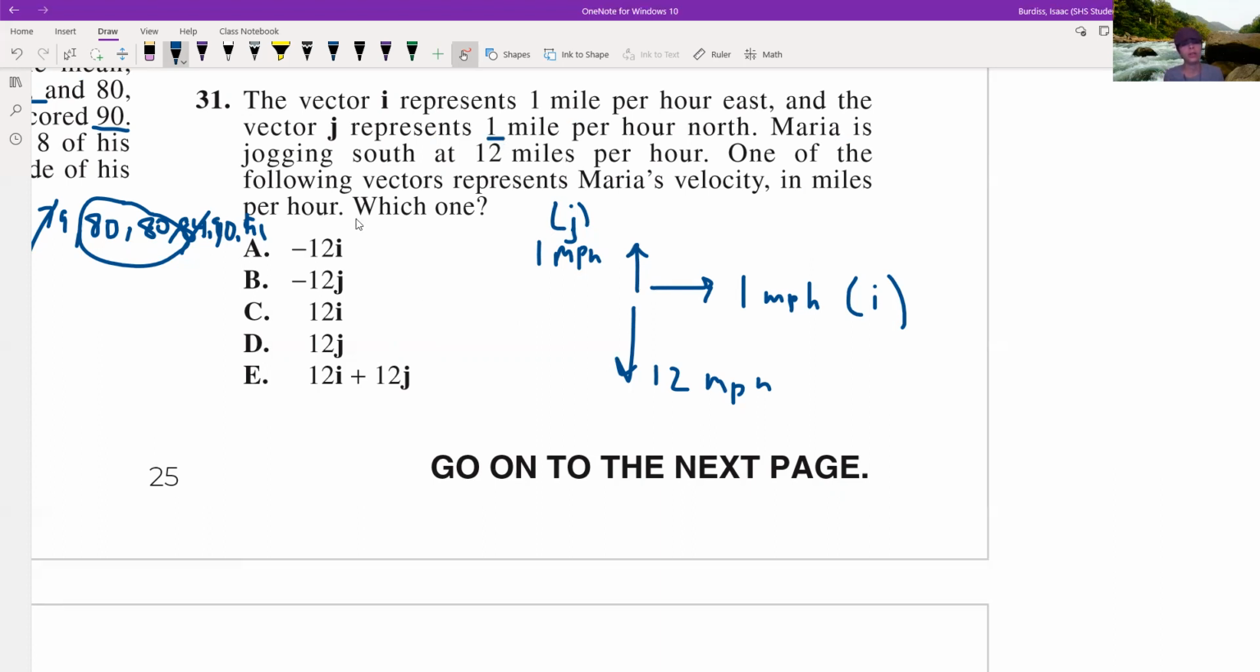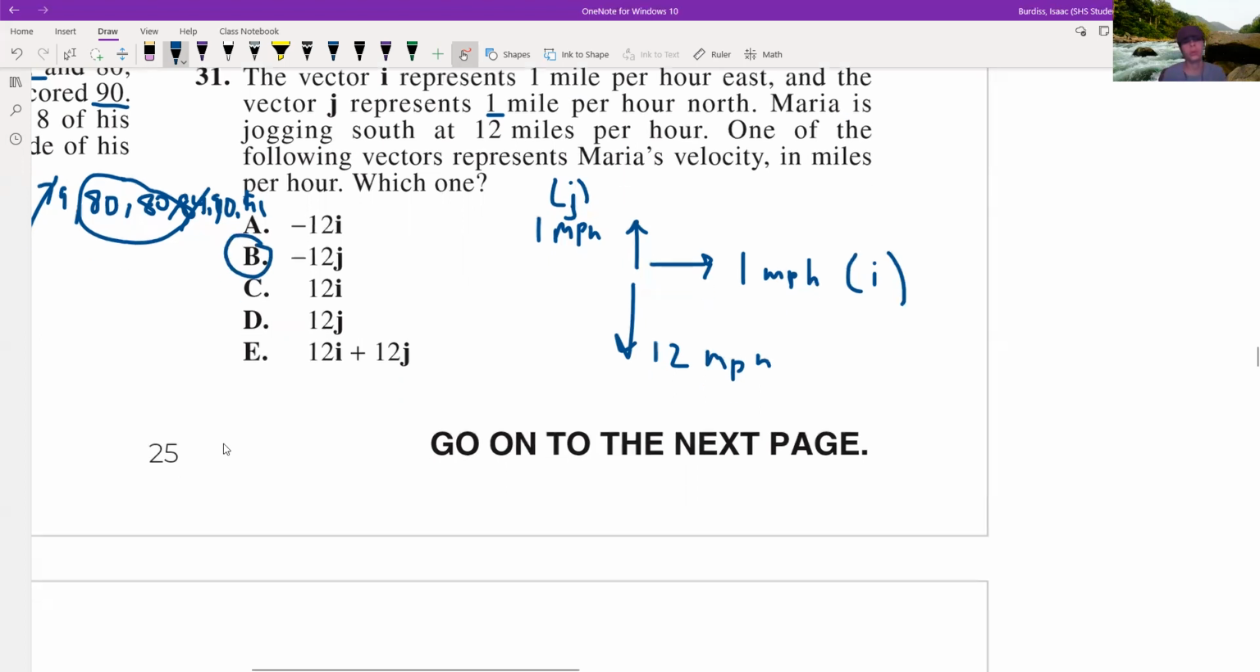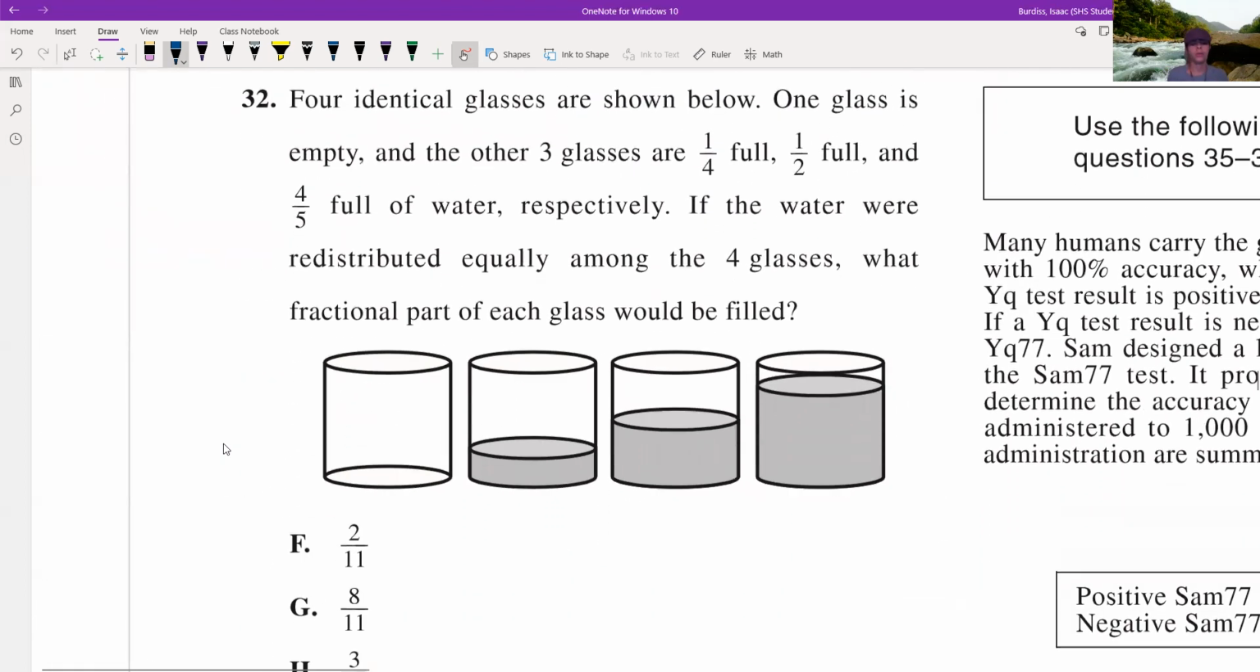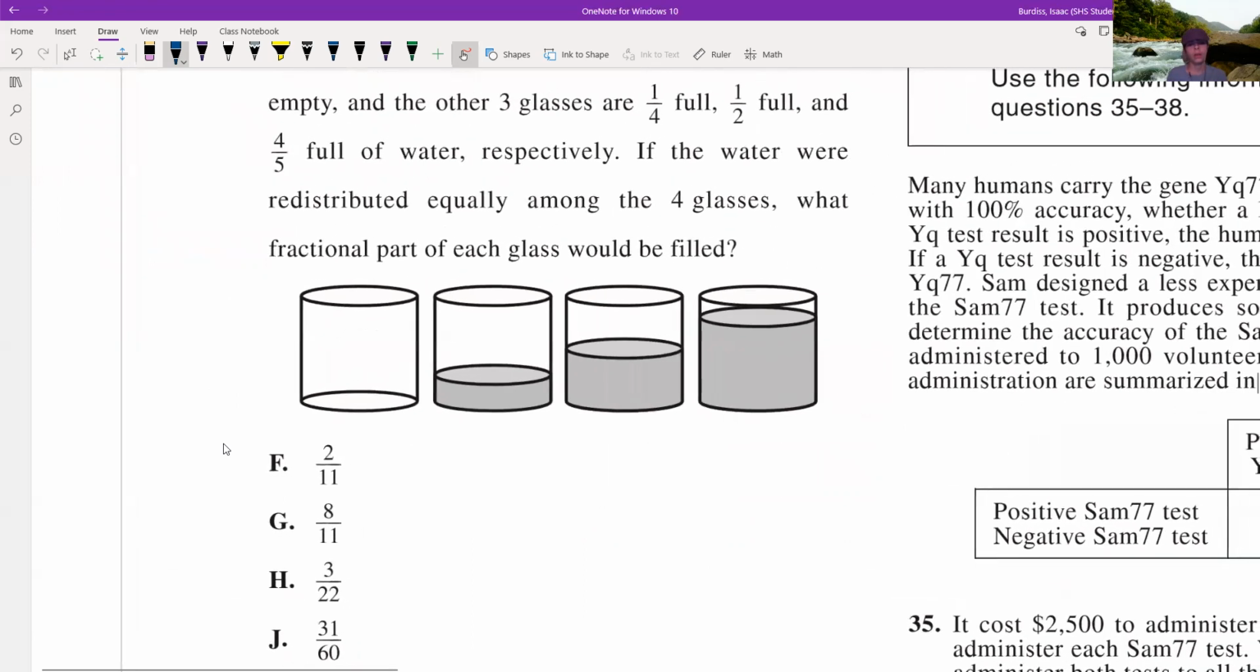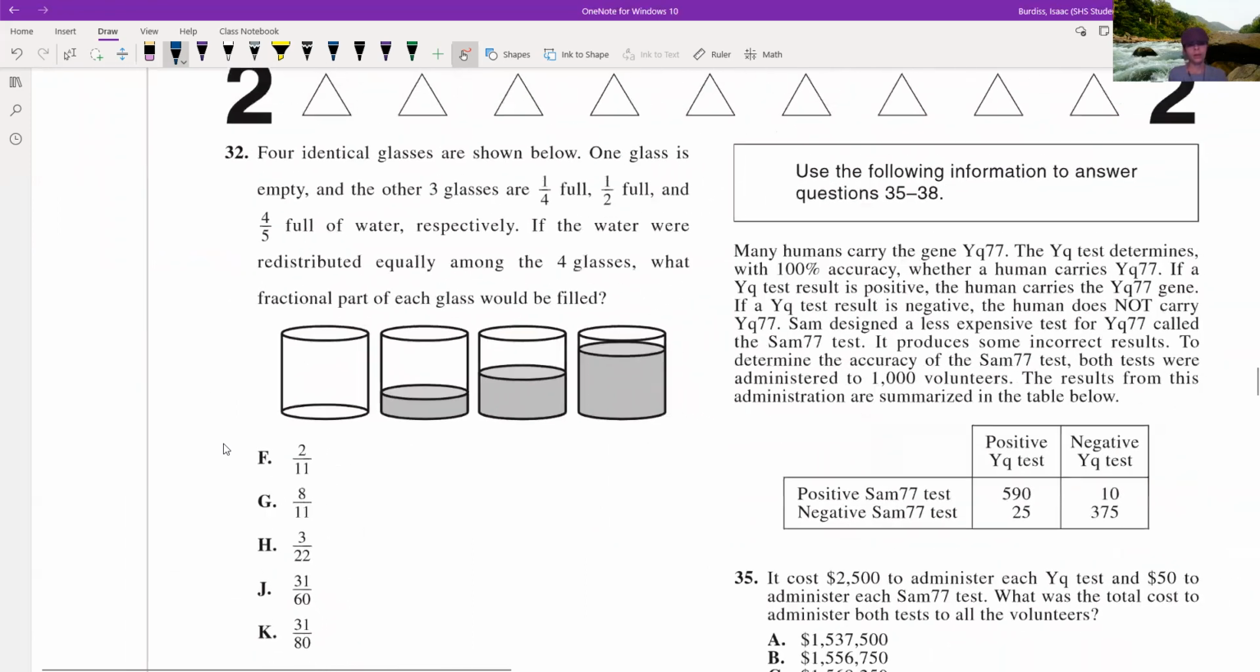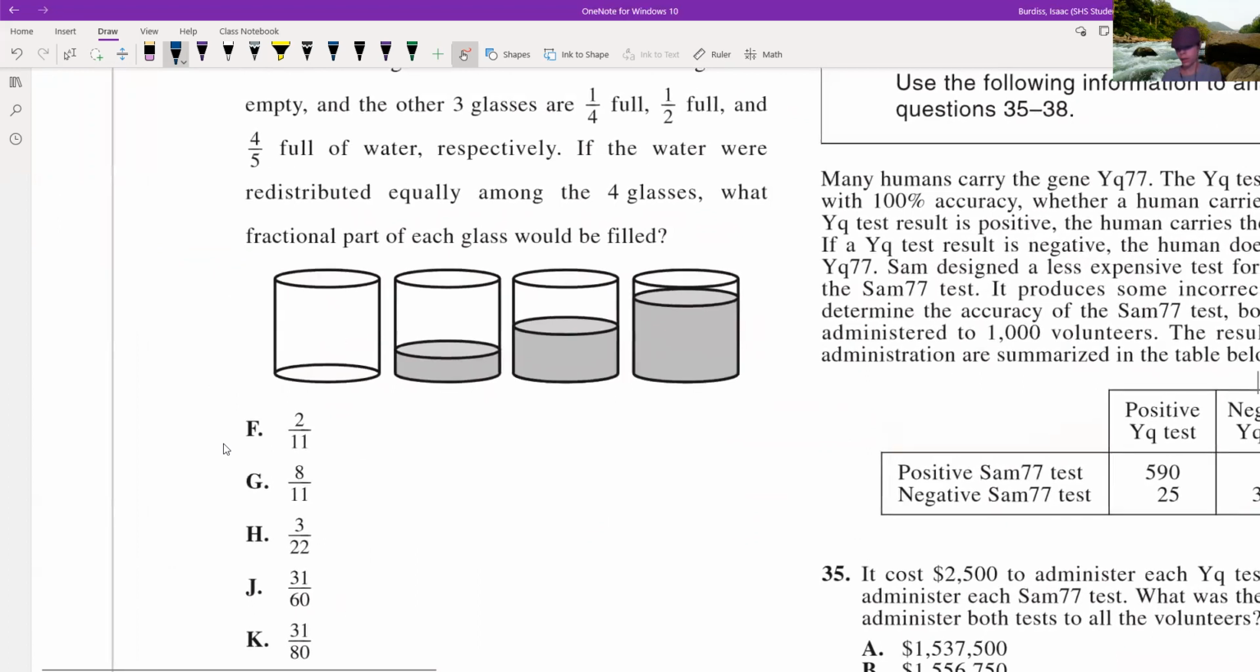And so J represents north, so that means it also must represent south because it's saying that it's up and down and I is left and right. And up is positive, so down must be negative, and it's 12, so negative 12J is what the answer is. So that one's a little bit kind of strange, but that's just what it is. Okay. All right, this next thing.